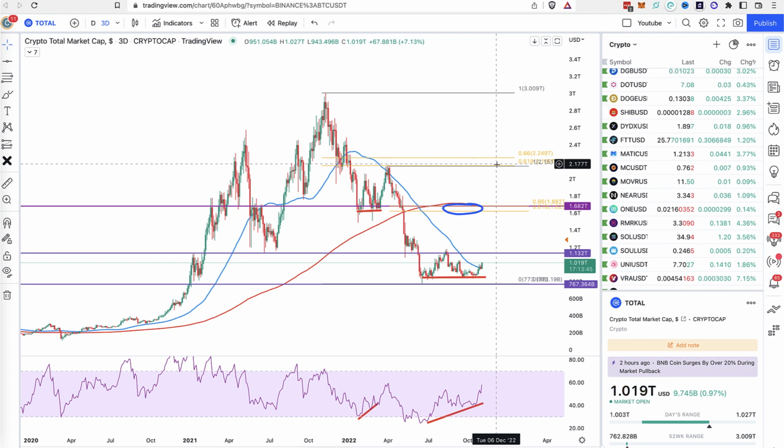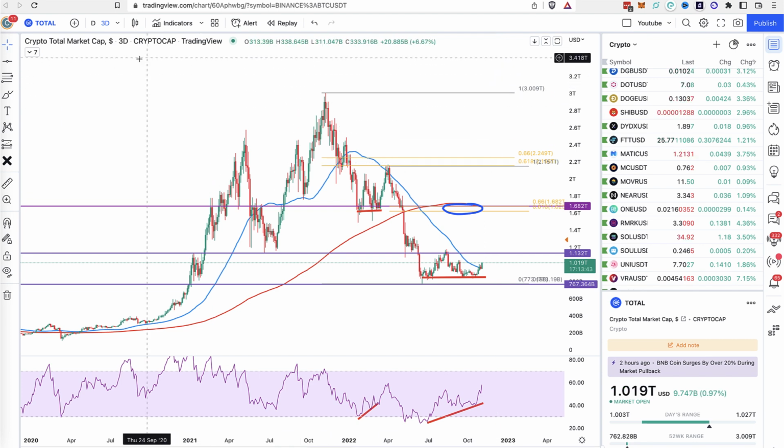So what I have here in front of me is the crypto total market cap 3-day chart. And as you probably know, if you've been watching my previous videos, the 3-day chart is an important one because it gives a little bit more of a stronger signal than the daily chart, but it is quicker to be able to identify potential reversals than the weekly chart, which obviously every candle is a week. So the 3 days, that nice sweet spot on this chart.